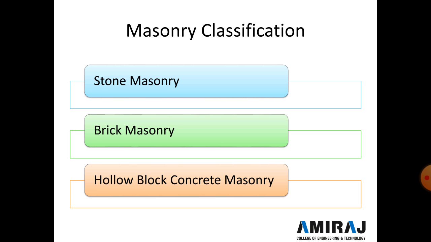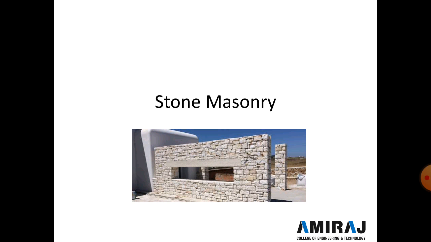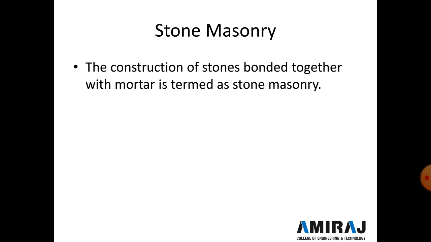Now we classify masonry work. Masonry work is divided into three parts. First is stone masonry, second is brick masonry, and third is hollow concrete block masonry. One by one we discuss. First is stone masonry. In stone masonry we generally use stone for the masonry work. The construction of stone bonded together with mortar is termed stone masonry.